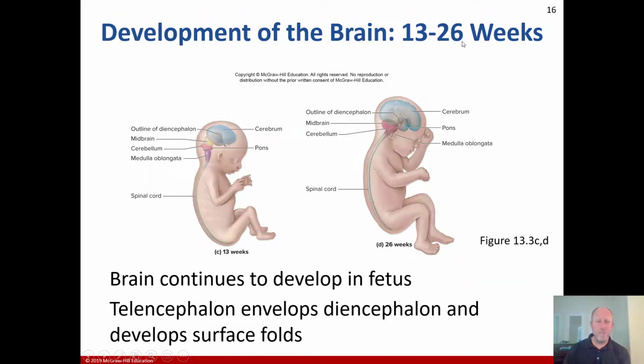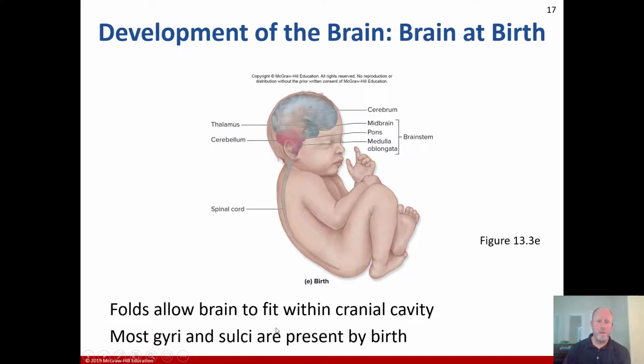In 13 to 26 weeks, the brain continues to develop in the fetus. The telencephalon envelops the diencephalon and develops surface folds. And these folds allow the brain to fit within the cranial cavity. And most gyri and sulci are present by birth.